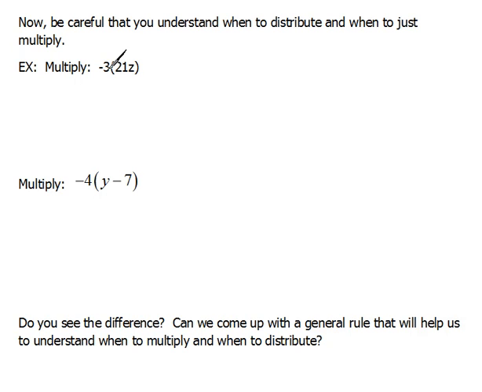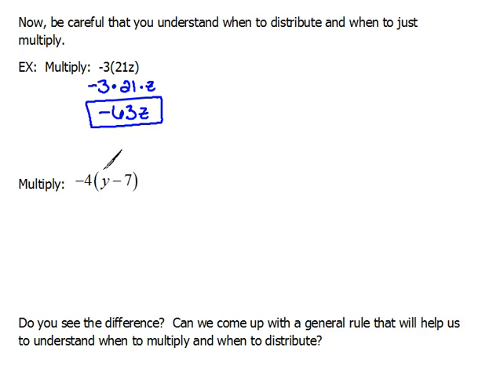Here in this first one, we have negative 3 times 21 times z. So that literally says negative 3 times 21 times z. This is all just multiplication here. If we were to do this order of operations, then we would say, okay, we need to multiply our numbers together because the letter, we don't know what to do with that. So this would be negative 63 times z, which is negative 63z.